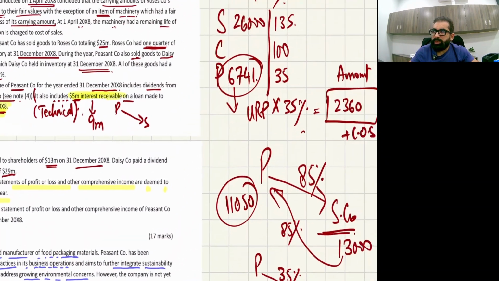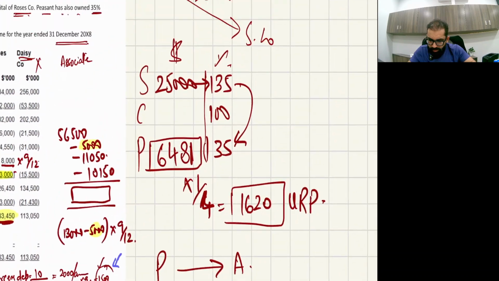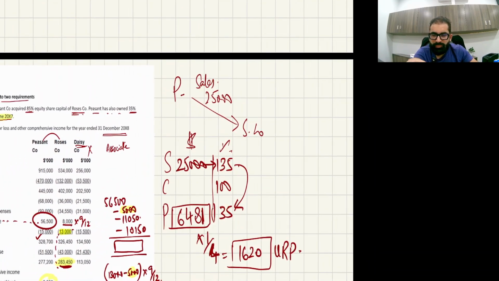One thing which I would like to share with you guys, remember there was a P2S sale of 25,000. Now in the income statement, P2S sale has only two steps. Whatever is the amount of transaction, see 25,000, this 25,000 will be removed from consolidated sales and consolidated cost of sale. This is the first step. And then this URP will be added in consolidated cost of sales. Only two steps for P2S sale.